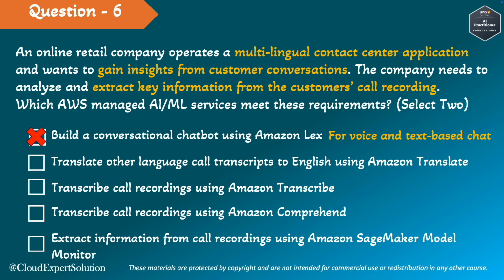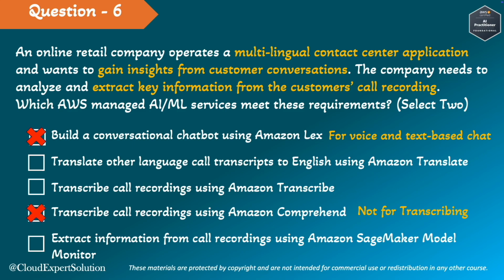Now let's try to identify any obvious incorrect option. The option number 4 is saying transcribe call recordings using Amazon Comprehend. Amazon Comprehend is a natural language processing service that can extract key information from text. However, it does not transcribe call recordings. It can be used in conjunction with Amazon Translate to analyze the transcribed text. But Amazon Comprehend cannot be used to transcribe calls. Hence, this option is also not correct option for us.